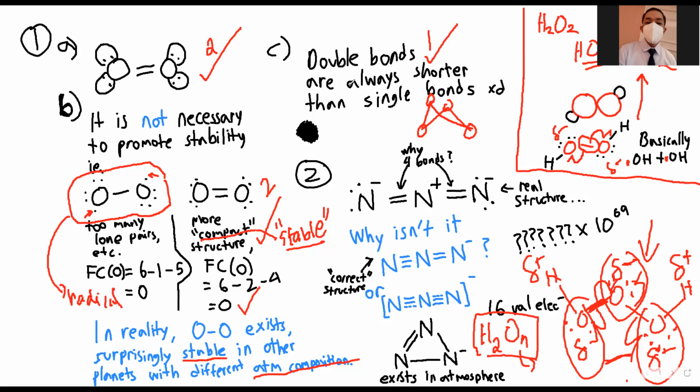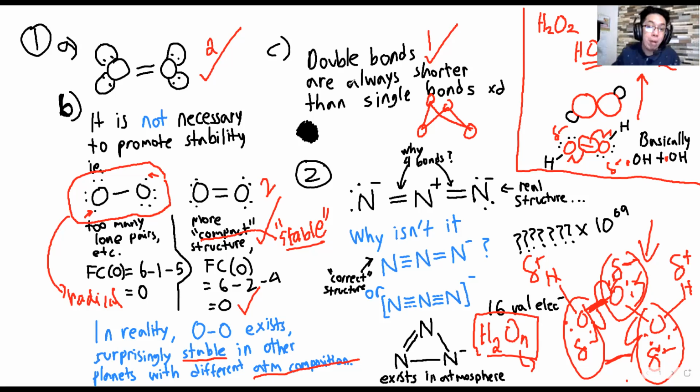Hindi, tama yun, yung explanation mo. Double bonds will have what? More attraction. If you have more attraction, what will happen to your bond length? It should decrease. Ayun na yung explanation. Double bonds will have higher interaction or higher attraction with one another, so they will get closer. That's the reason why double bonds are shorter than single bonds.